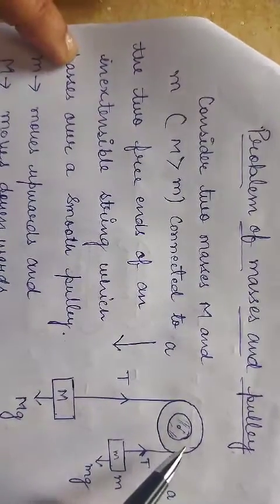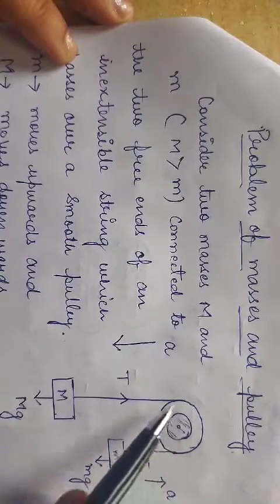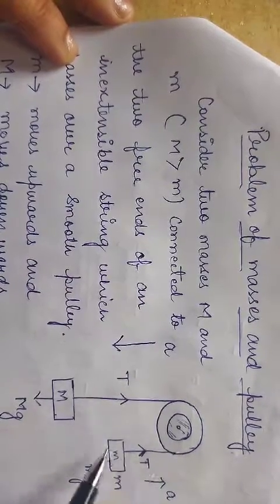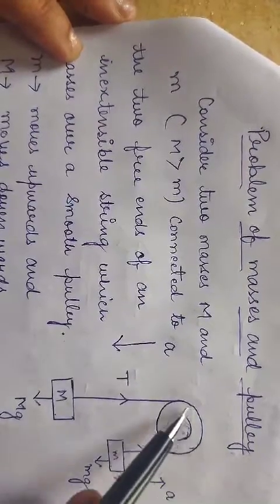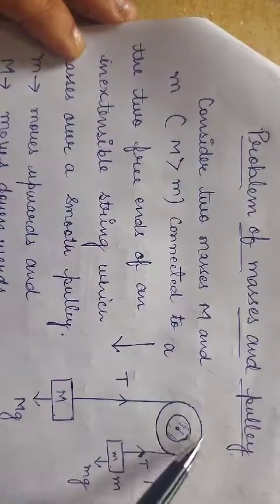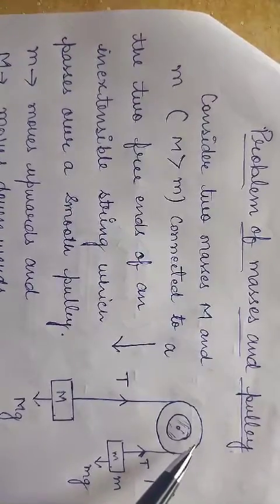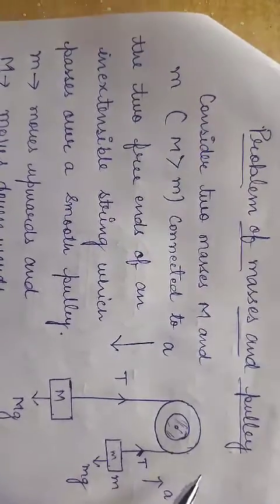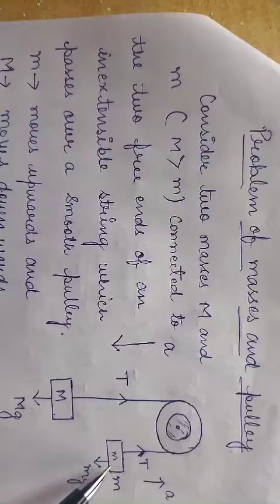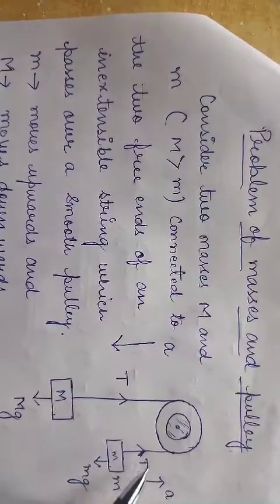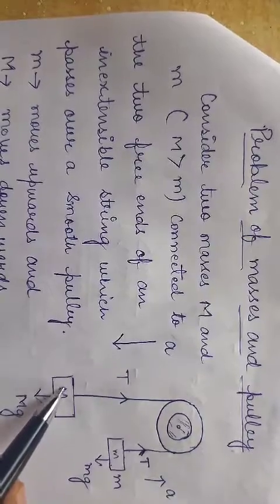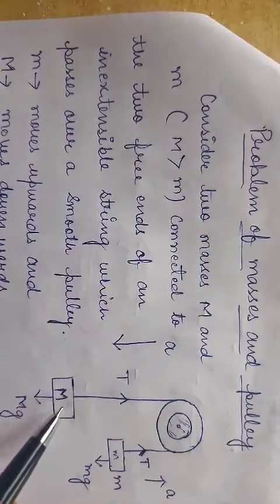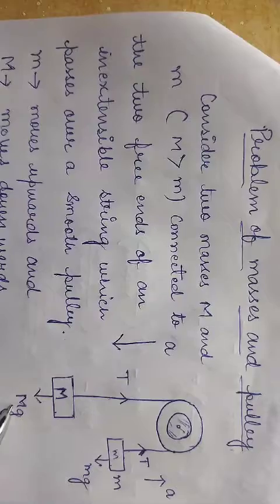free ends of an inextensible string. These are two inextensible strings moving over a pulley. This is a smooth pulley. Now this mass small m moves upward and mass capital M, this mass, moves downward.